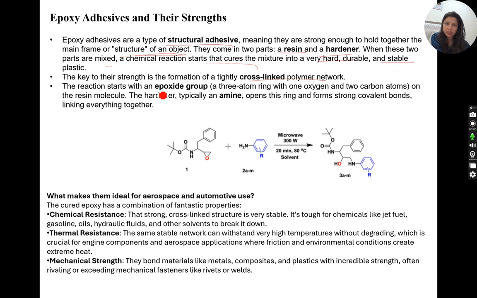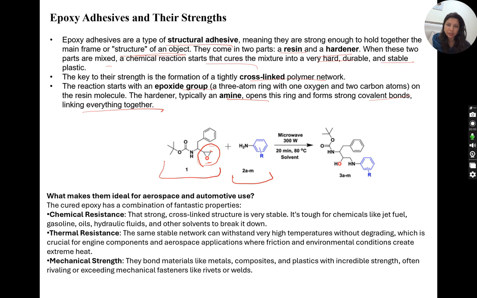The reaction starts with an epoxide group, like a three-atom ring. If you look at this, this is the epoxide group, a three-member ring with one oxygen and two carbons, on the resin molecule. So this is the resin molecule and this one is the hardener, typically an amine. It opens the ring and forms a strong covalent bond linking everything together.